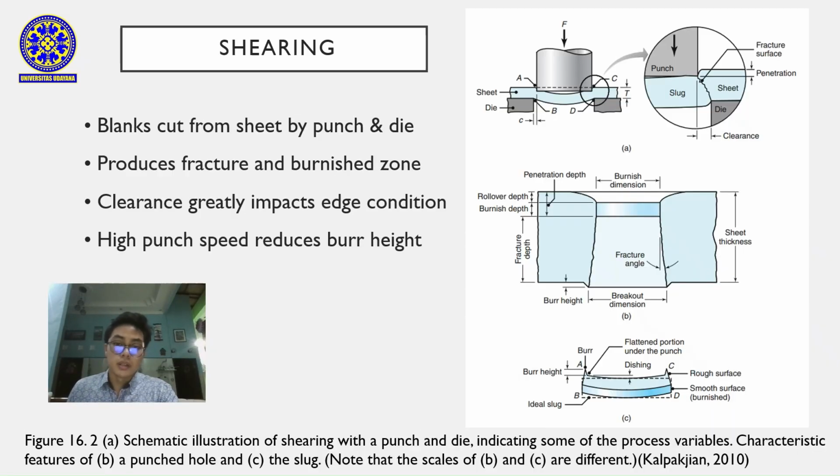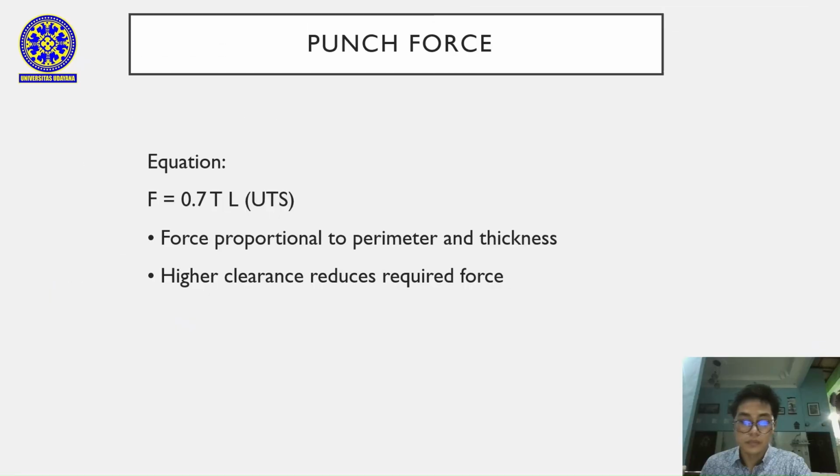Shearing is a primary cutting method in sheet metal operations. A punch forces material into a die opening, initiating fracture from both sides. The resulting edge includes rollover, a burnish zone, a fracture surface, and a burr. Clearance significantly affects these features, as excessive clearance increases burr height and distortion.